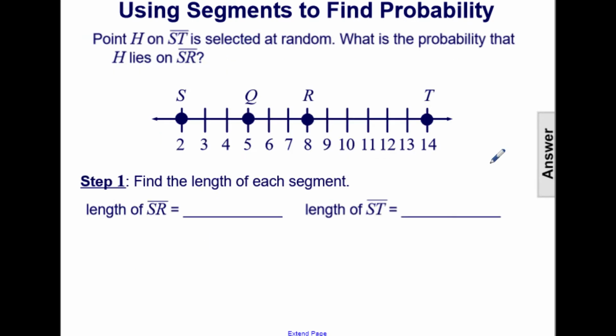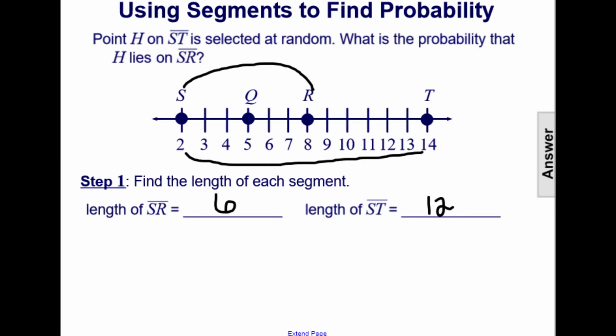Here's another example now where we have segment ST. Point H on ST is selected at random. What is the probability that H lies on SR? So step number 1 would be to find the length of each segment. First we need the length of SR. S is at 2 and R is at 8. So from 2 to 8 would be a unit of 6. Then we have the length of ST. From S at 2 to T at 14, we would have 12. So we have a length of 6 for SR and a length of 12 for ST.